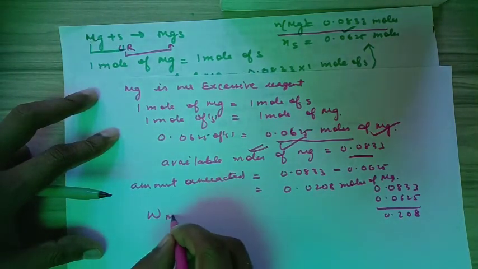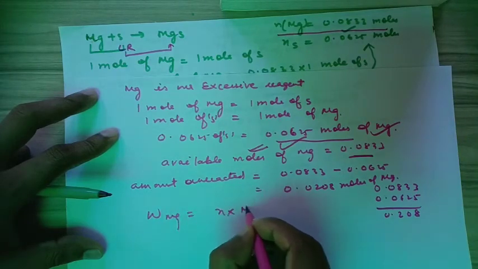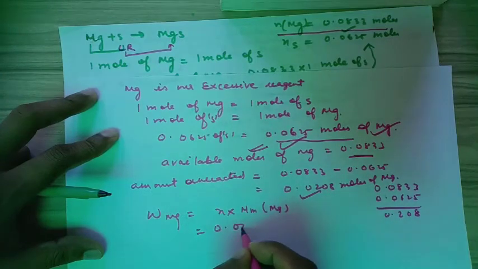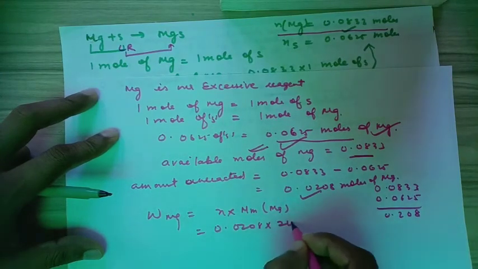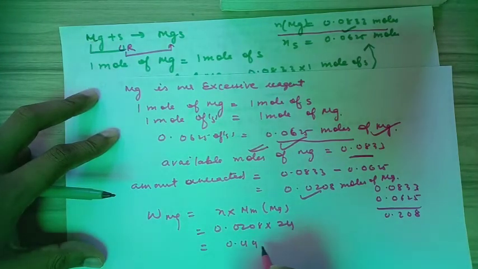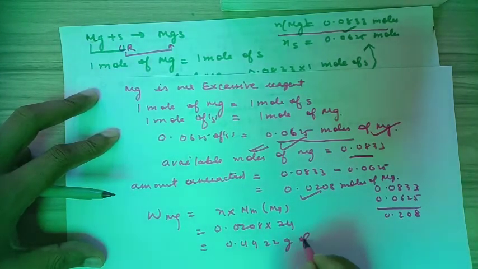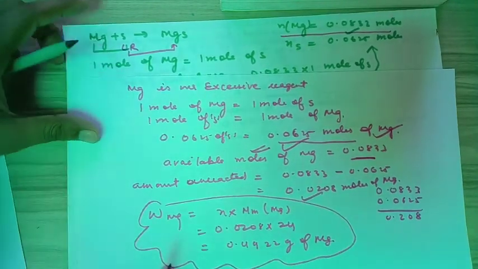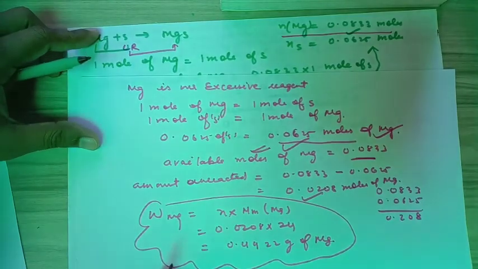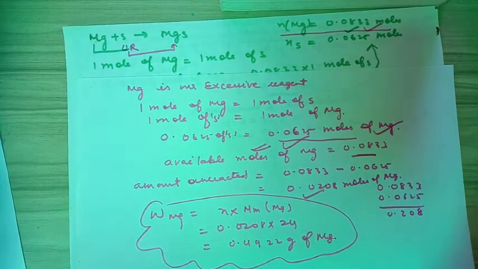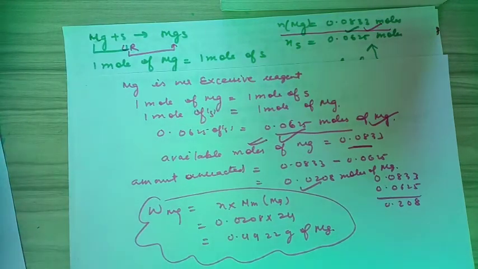So W of Mg will be n into molar mass of Mg. So this mole is there. So 0.0208 into molar mass of Mg, which is 24. On solving, we'll get 0.4922 gram of Mg. So on comparing with the equation Mg plus S, the amount obtained earlier shows us the amount unreacted. So in this way we can get the amount of Mg unreacted.